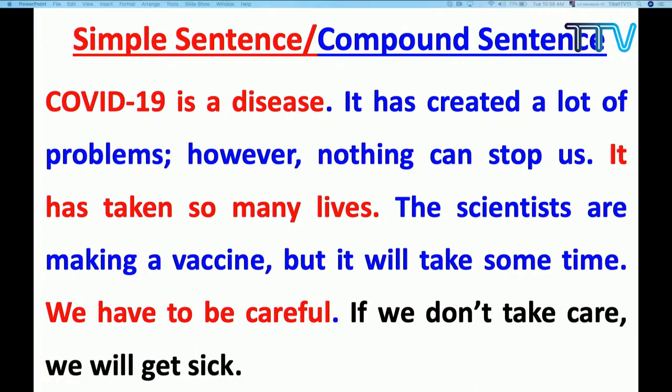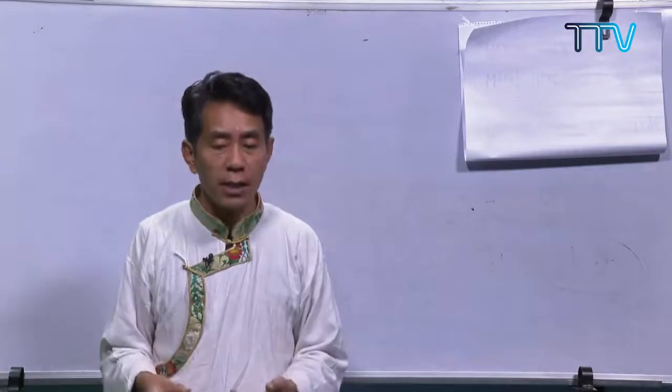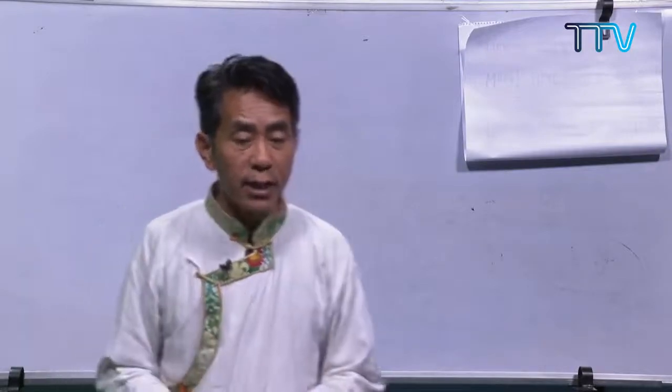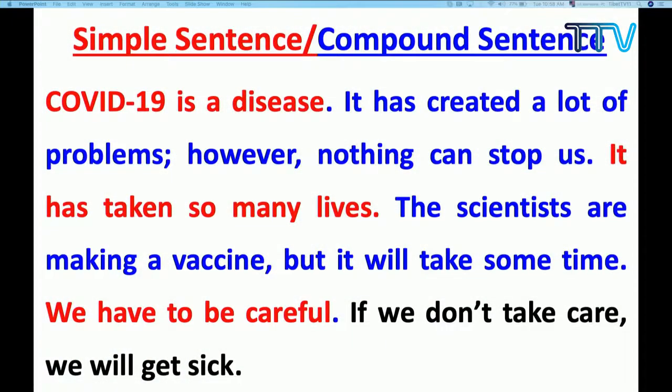What you have to keep in mind is that in a compound sentence, we have two independent sentences, two independent clauses joined together, and you know what an independent clause is. Now, I want you to look at this sentence: if we don't take care, we will get sick. Do you think this is a compound sentence? Well, I'm afraid no. Why? Because if you look at this, you will find that there is one clause which is not independent. Can you identify this?